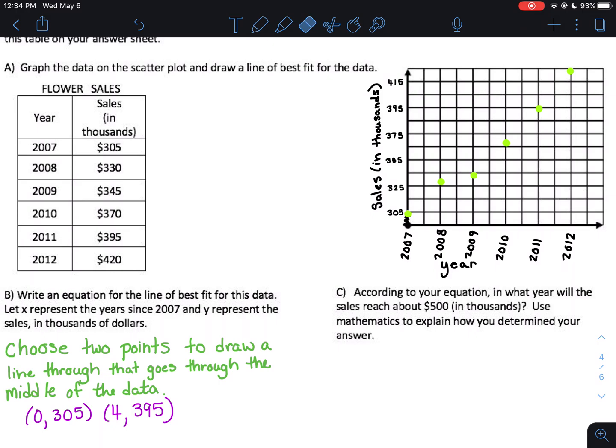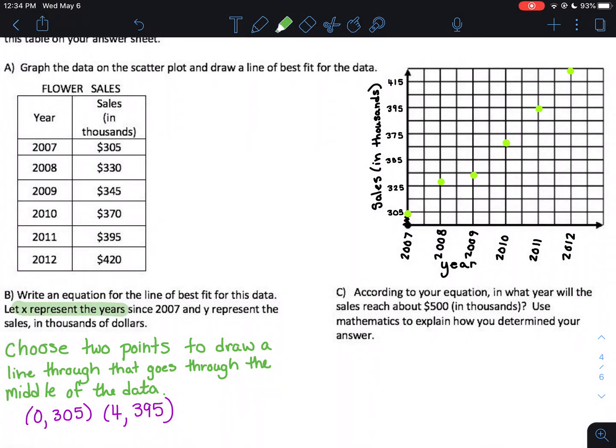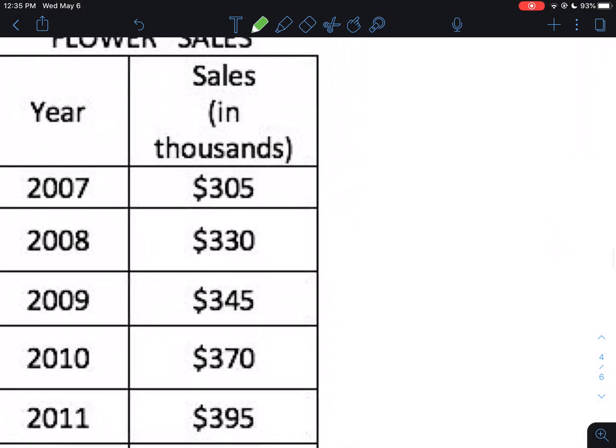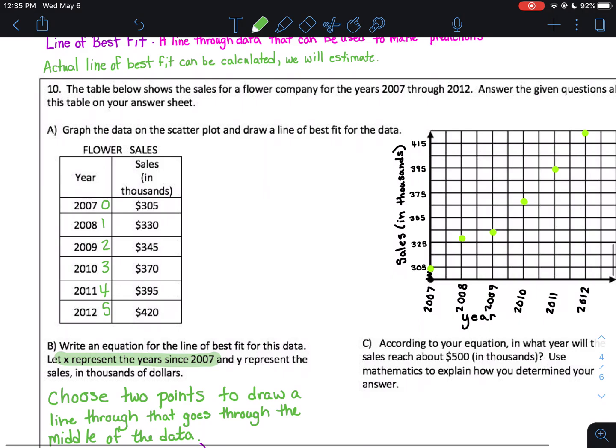So one thing I want to point out here is this part. It says let X represent the years since 2007. So in our table, that's just the years. If we switch this to years since 2007, that's going to be 0. That's going to be 1 year since 2007, 2, 3, 4, 5, and so on, okay? So those are the points that we're going to use when we're doing this.